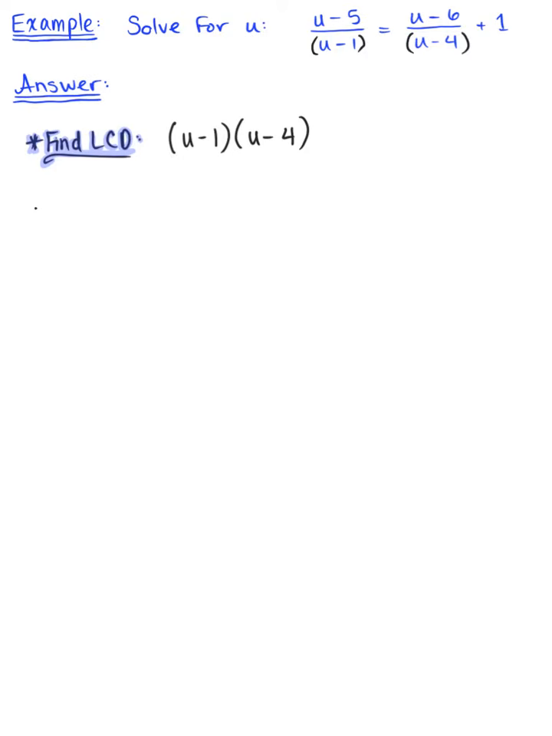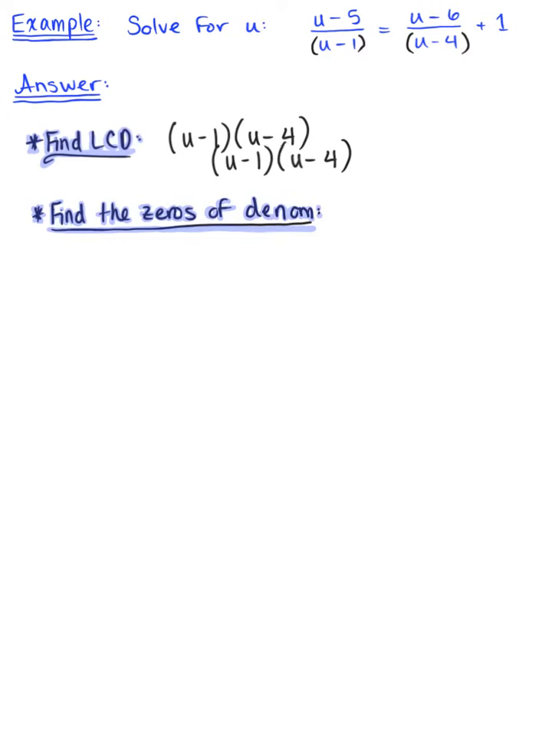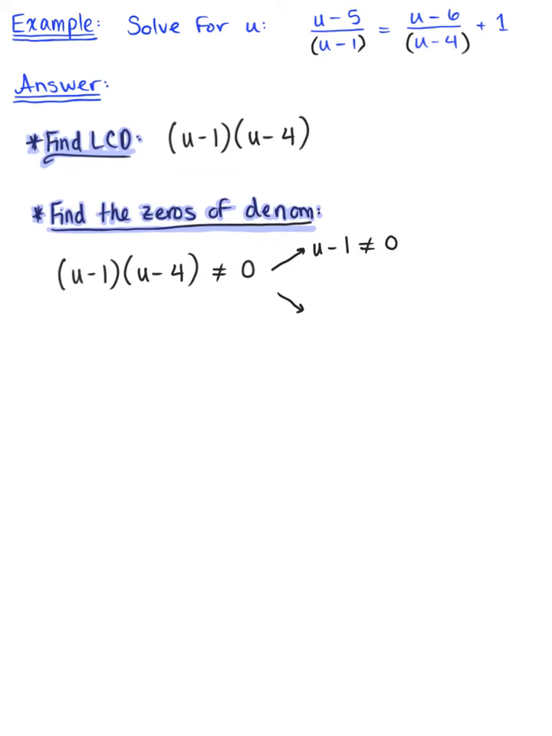So let's go ahead and find out, where does this function not exist? We want to find the zeros of the denominator. To do that, all we need to do is take our least common denominator and set it not equal to 0 and solve for u. So we have u minus 1 times u minus 4 cannot be equal to 0, right? Because division by 0 is undefined. And we have two cases to consider here. We have the case u minus 1 cannot equal 0. And case number 2 is u minus 4 cannot be equal to 0.